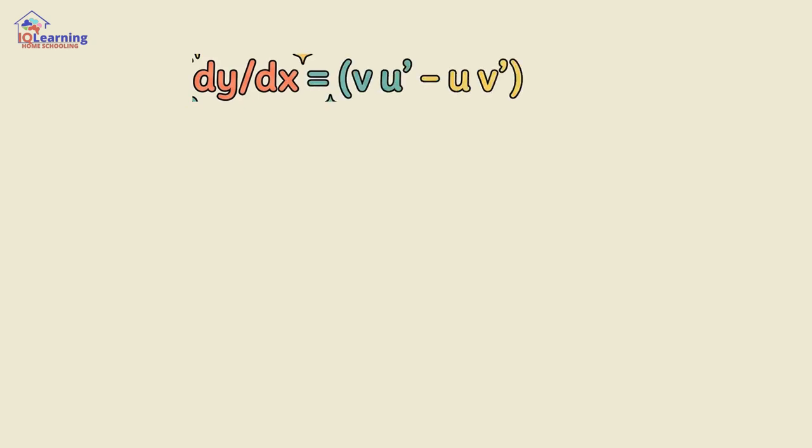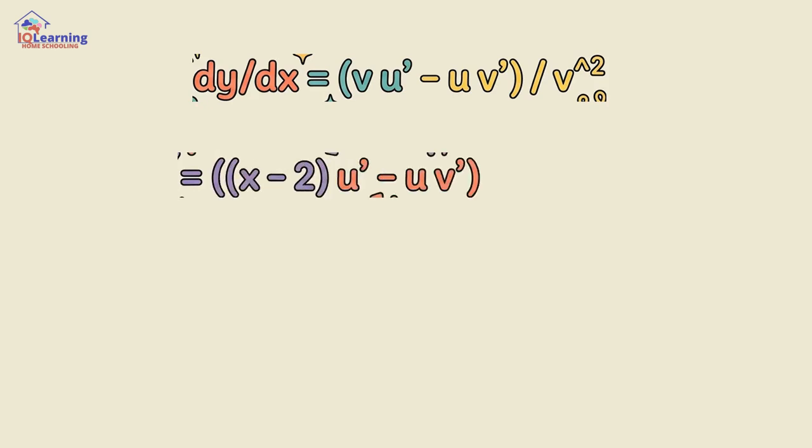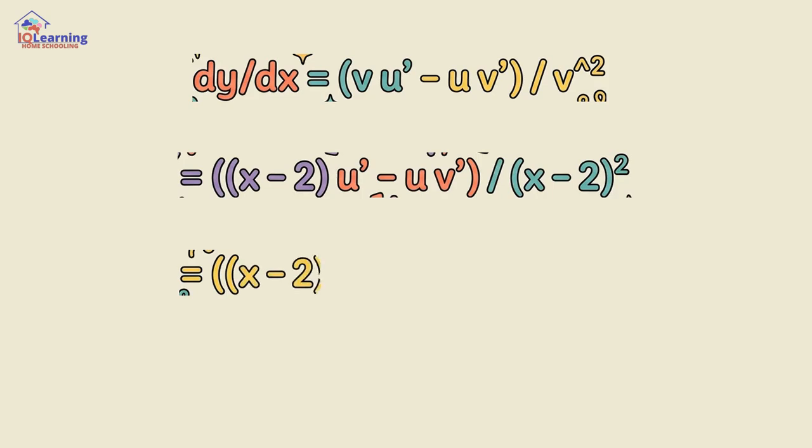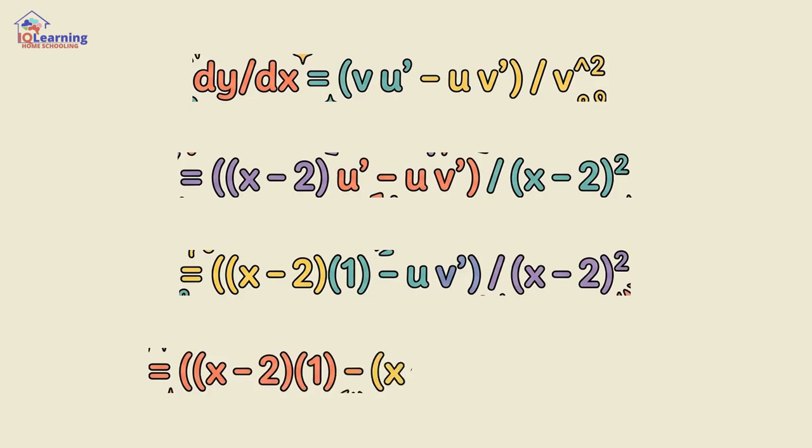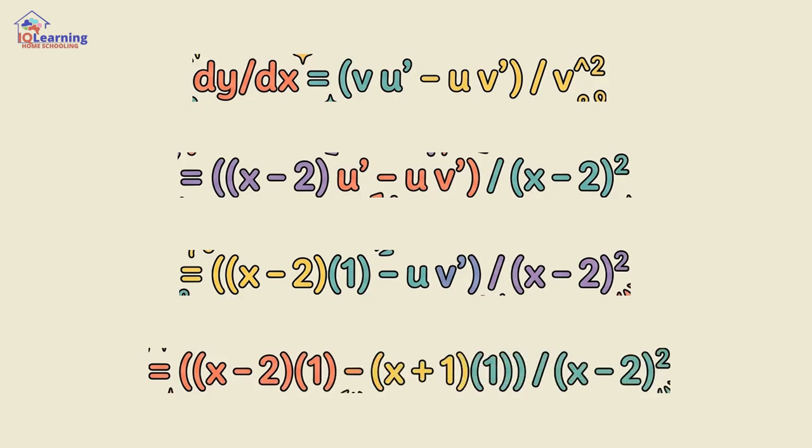Start with dy over dx equals (v times u prime minus u times v prime) over v squared. Replace v. dy over dx equals ((x minus 2) times u prime minus u times v prime) over (x minus 2) squared. Now replace u prime. (x minus 2) times 1 minus u times v prime over (x minus 2) squared. Finally replace u and v prime. dy over dx equals ((x minus 2) times 1 minus (x plus 1) times 1) over (x minus 2) squared.